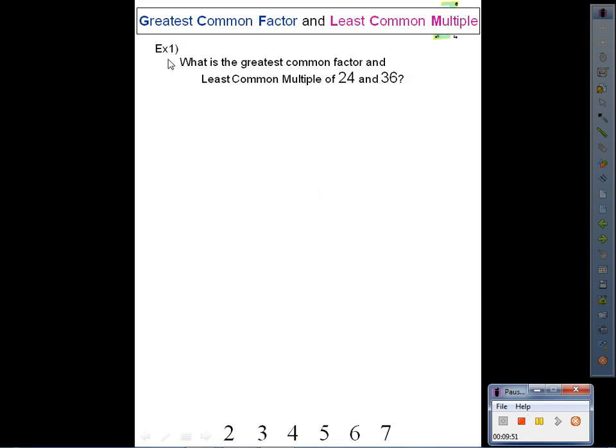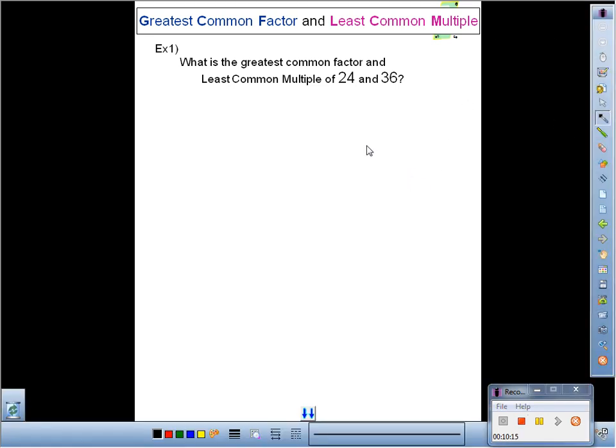Example 1 says, what is the greatest common factor and least common multiple of 24 and 36? Copy that. All right. So check this out. Writing utensils down, look up to the screen. Now, I'm going to do this a little bit different than the way you were probably approached. Okay? So here we go. The first thing is I'm going to start off by writing my first 5 prime numbers. 2, 3, 5, 7, and 11.